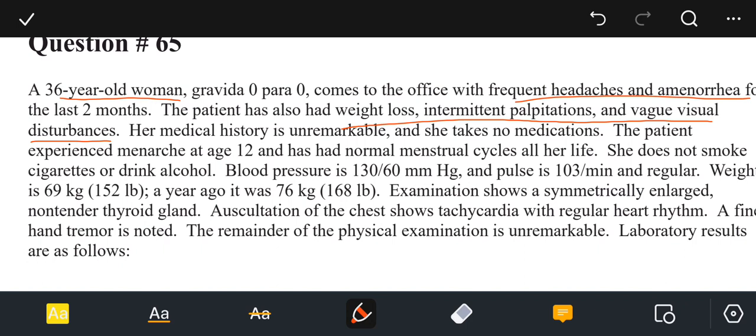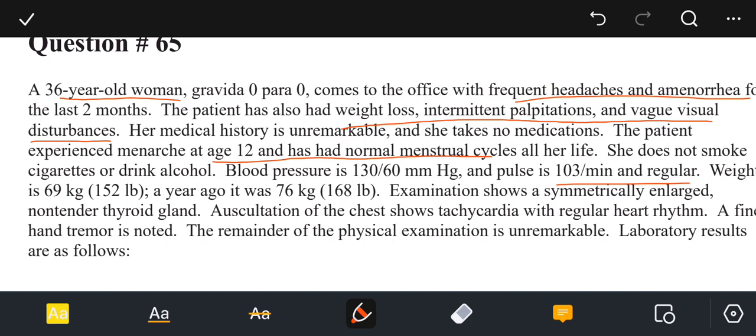Her medical history is unremarkable and she takes no medication. The patient experienced menarche at age 12 and had normal menstrual cycles all her life. She does not smoke cigarettes or drink alcohol. Blood pressure is 130 by 60 millimeters of mercury and pulse is 103 per minute and regular.